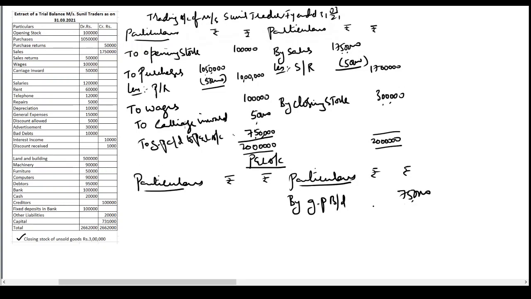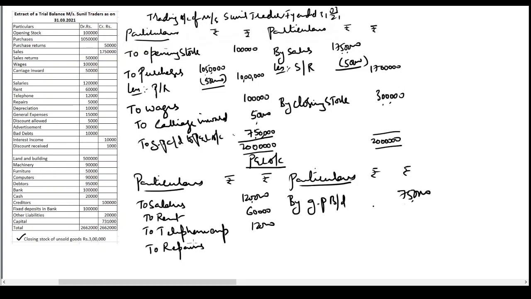Now let us see what are the other items left in the trial balance. Salaries 1,20,000. It is debited to the P&L account. To salaries 1,20,000. To rent 60,000. P&L account debit to rent account is the entry we pass. To transfer telephone expense we pass the entry P&L account debit to telephone expenses, 12,000. Repairs is also transferred to P&L account. We pass the entry P&L account debit to repairs, 5,000.